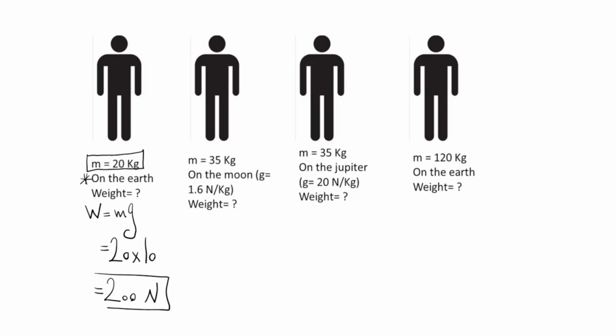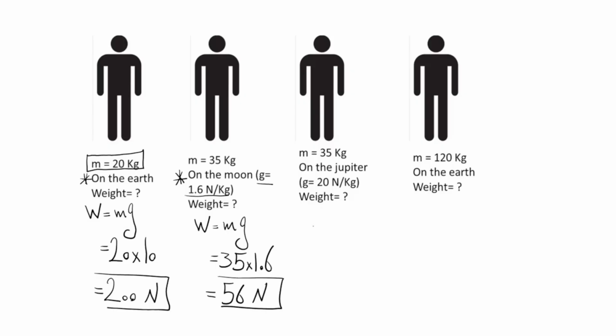Look at the second example. This time we are talking about the moon. We are on the moon. So the gravity the question gave us is 1.6. Again, I'm going to write the main formula, W equals M times G. M is 35, times 1.6. If I do this multiplication, the answer would be 56. And the unit of that is Newton.